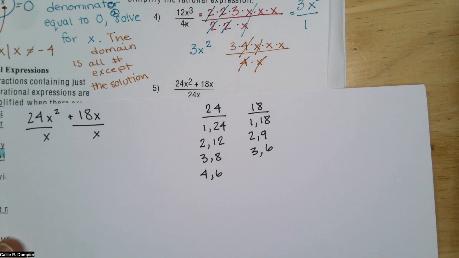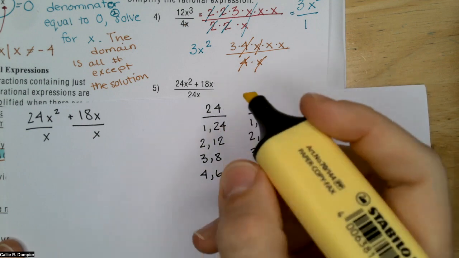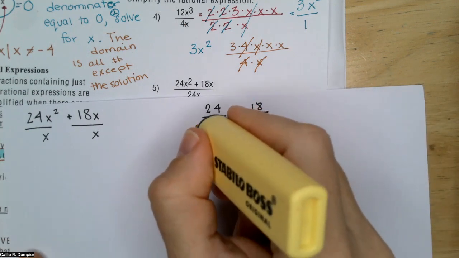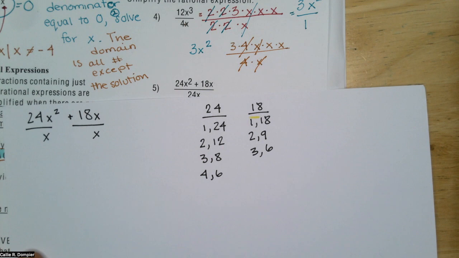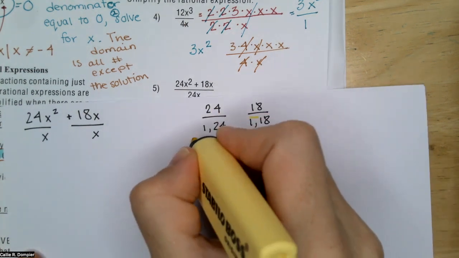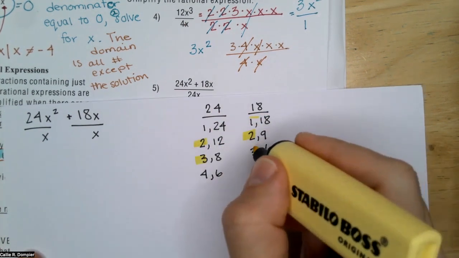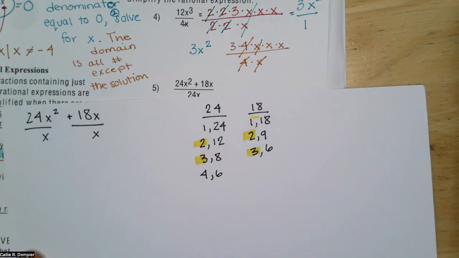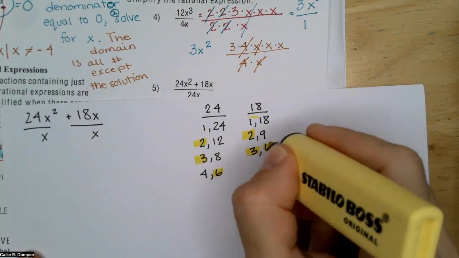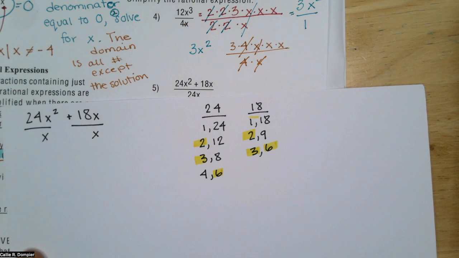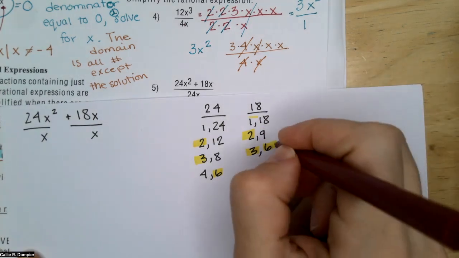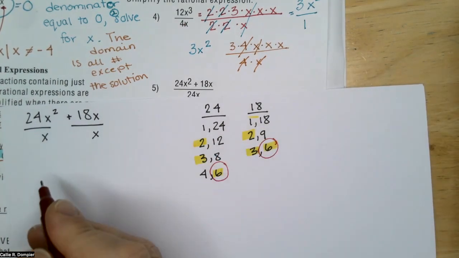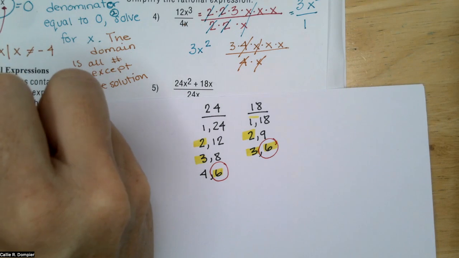All right, so those are my factors. There are some common ones. Common to 24 and 18, we have 1, which is not helpful. We have the number 2, we have the number 3, and we have the number 6. Those are the common factors. And then the greatest common factor is just the biggest number between 2, 3, and 6. So that is 6. The greatest common factor of 24 and 18 is 6.